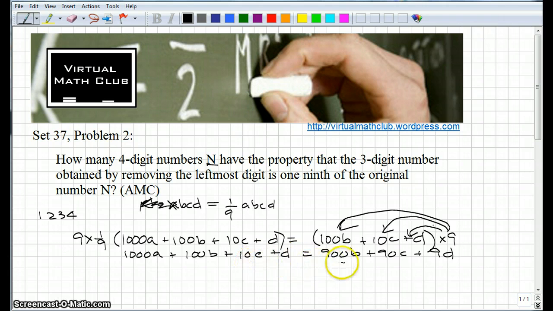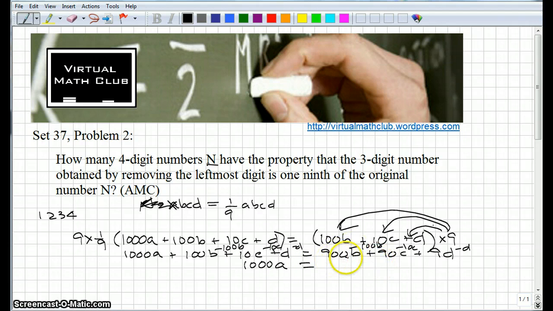And the next logical step is to combine like terms. So let's subtract 100b and subtract 10c and subtract d on both sides. All three of those things, we'll do it all at once. So what's left over here, we have 1,000a, but the 100b minus 100b is 0, 10c minus 10c is 0, d minus d is 0. So all we're left with over here is 1,000 times a.